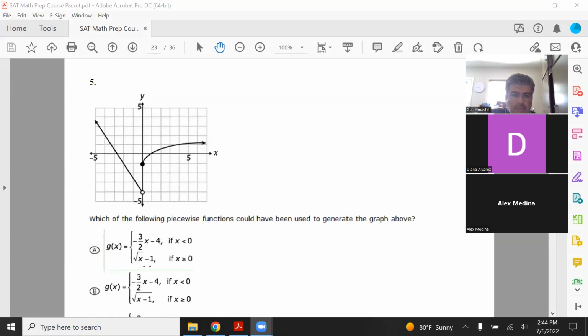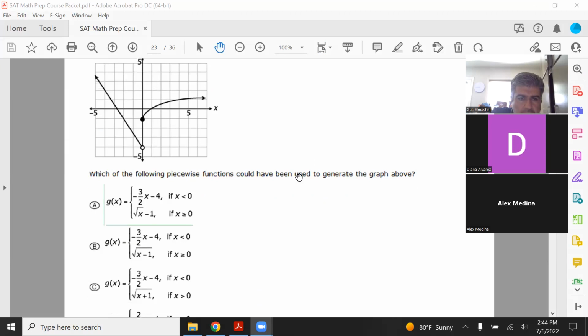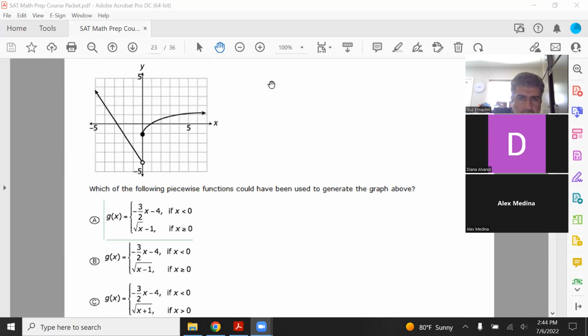For 5, you have to pick the right piecewise function. So definitely have a negative slope. In fact, it looks like we go down 3, right 2. So it's going to be A, B, or C, not D, because D is -2/3. And x is less than 0. All of them have that. So there's not much more I could do to eliminate.